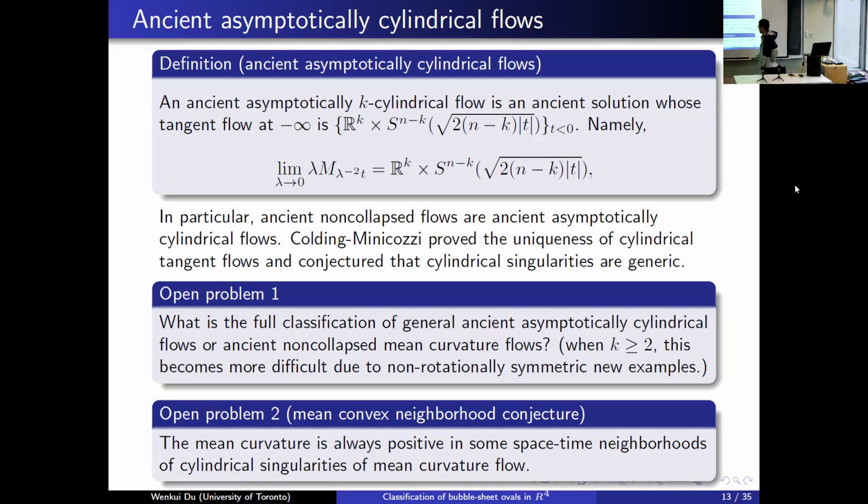The difficulty is that unlike the previous picture, when there are two more R factors, there are actually more examples which are not rotationally symmetric along the R^k factor. I will show an example.